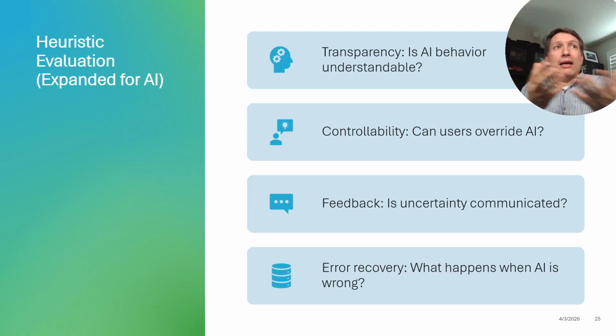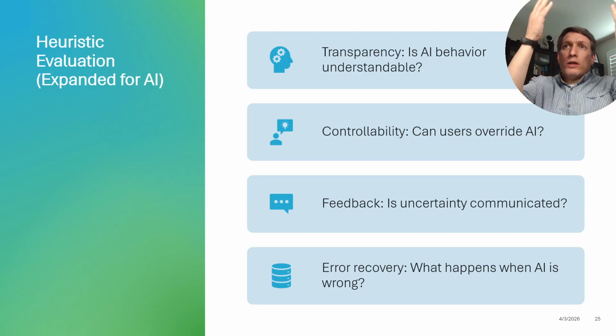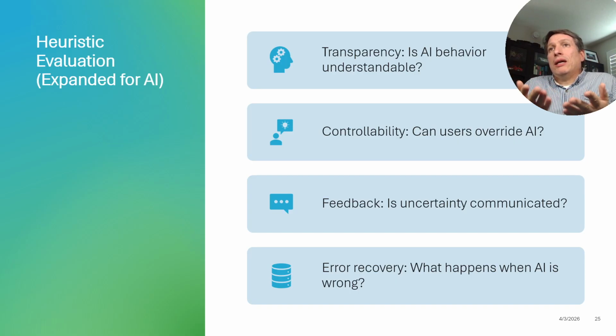Feedback, and basically in that transparency and explainability, if the AI doesn't have certainty, is that properly communicated? If the probability of this being true or the recommendation being the strongest, can we quantify that and just present that? And in error recovery, how are we going to go back if the AI is definitely wrong? That's something that we need to expand on.